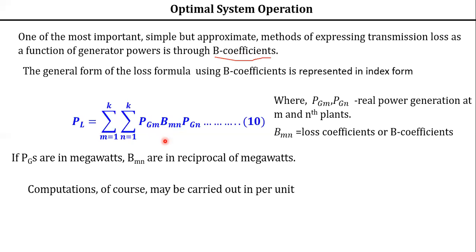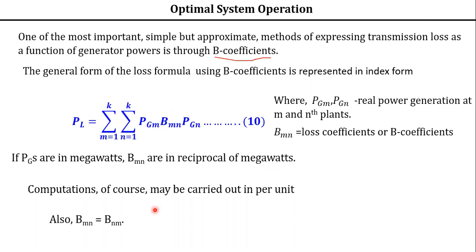Now computation of course may be carried out in per unit, isn't it? In any power system analysis, we have seen in last semester what are the advantages of representing the values in per unit. So any computations in power system should be carried out in per unit. Understood? So if you want to represent this B value in per unit, what is the unit of B here now? Megawatt inverse. So this megawatt inverse is multiplied with your base MVA. Understood? So that's how you can convert that one into your per unit values.